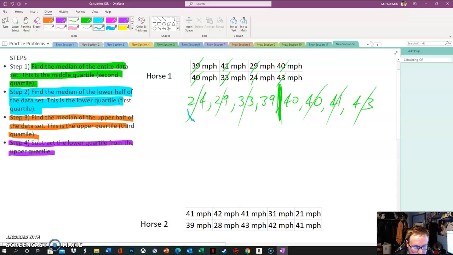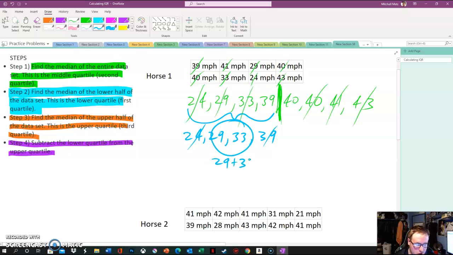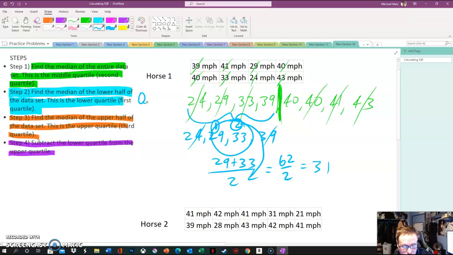I'm only focusing right here, so I'm going to rewrite them: 24, 29, 33, 39. Now I'm going to find my middle number, or my median. There are 2 numbers in the middle, so I have to add them. Why do I add them? Because they're both in the middle. We're finding the number in the very middle. Now I also have to divide by 2. Why do I do that? Because there's 1 number, 2 numbers. There are 2 numbers, so that 2 goes right here. If I use a calculator, I should get 62 over 2, and 62 divided by 2 is 31. So I have found my Q1, my first quartile. Q1 is 31.